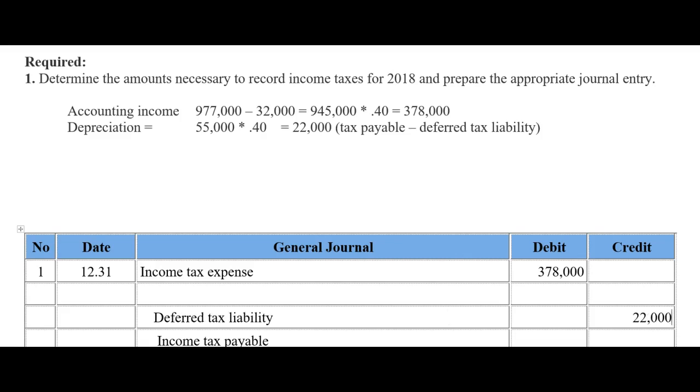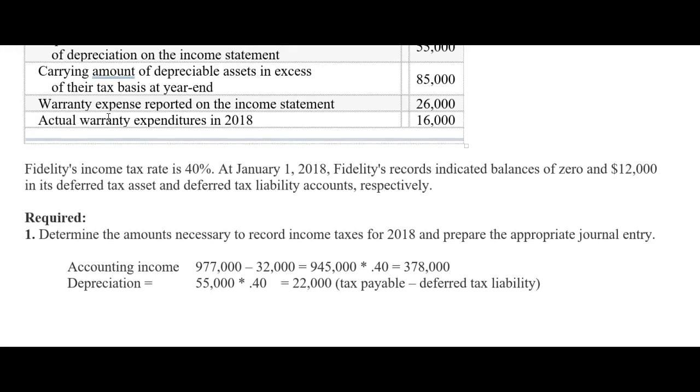Now, we can either do these in whole, or we could actually put them in thousands. Just do 378 and 22. Either way is perfectly fine. All right, now the next thing that would create a difference is our warranties.